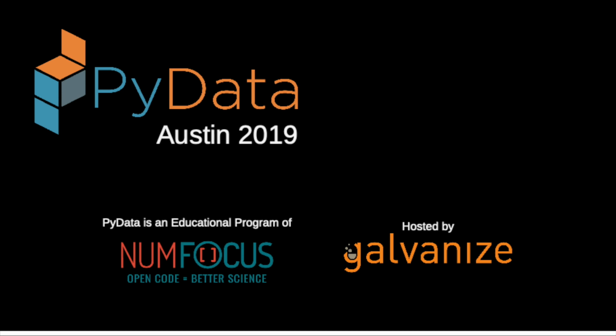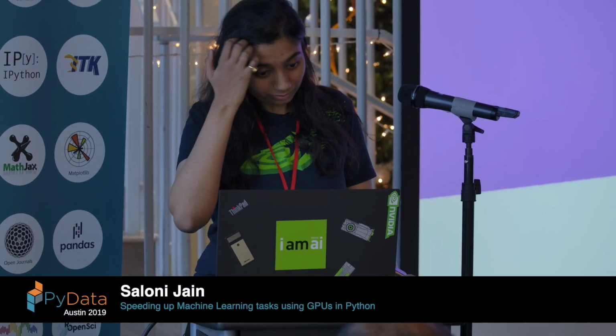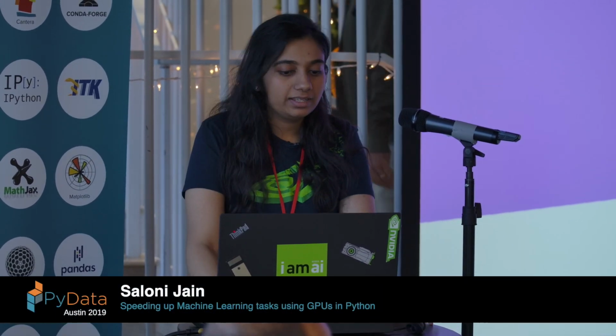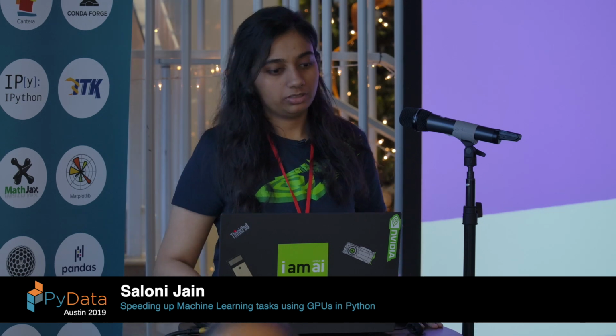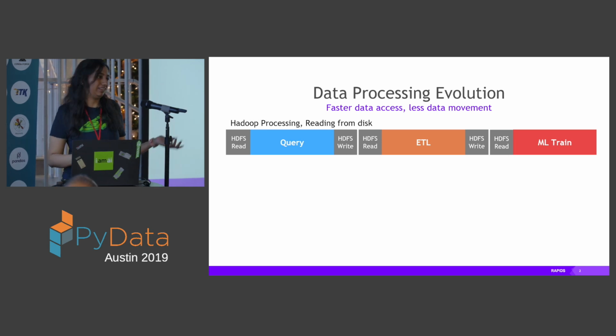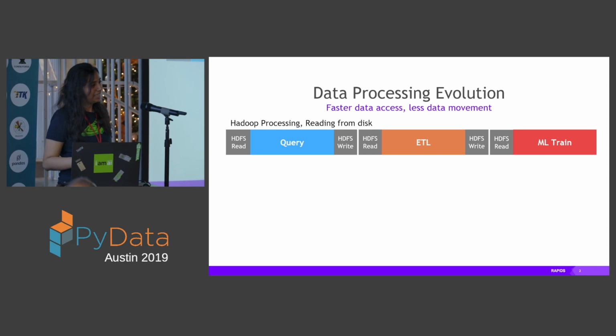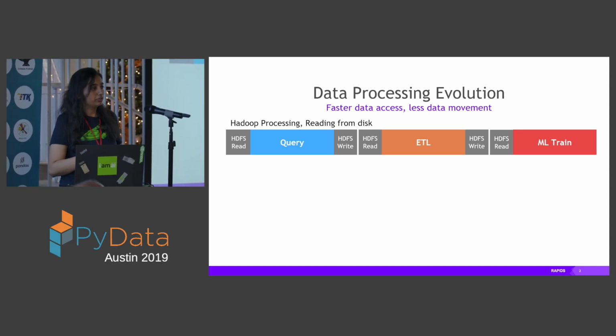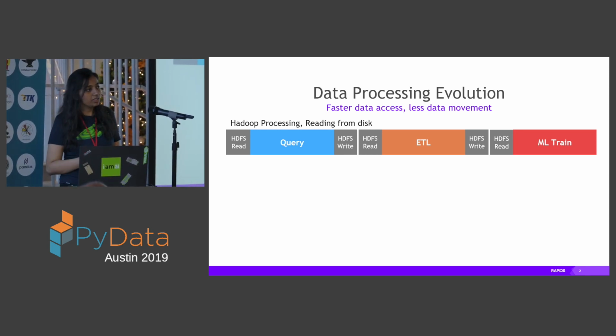I'm Saloni Jain. I'm a Rapids developer, and I'm a data scientist at NVIDIA. So before I get into just speeding up machine learning on GPUs, I just want to talk about the whole motivation and the reason why we started doing it. So initially when there was Hadoop, backtrack maybe 10 years, everything had to be read from disk, and then you performed your query, you wrote it back to disk, and then you.